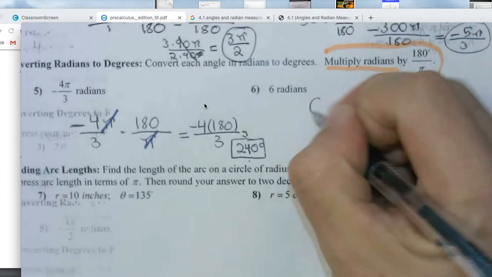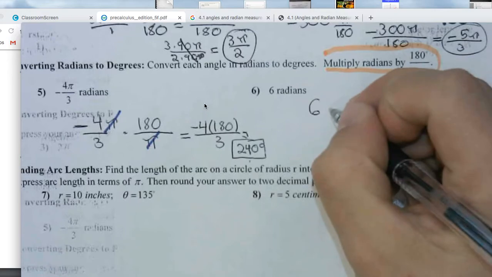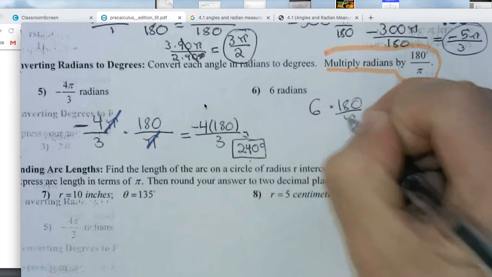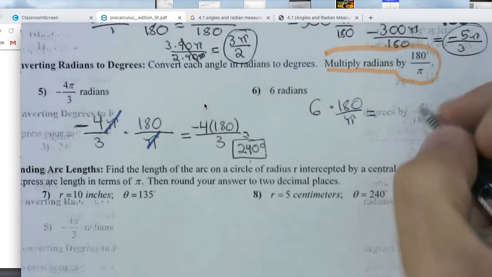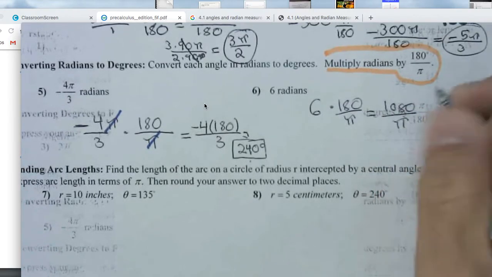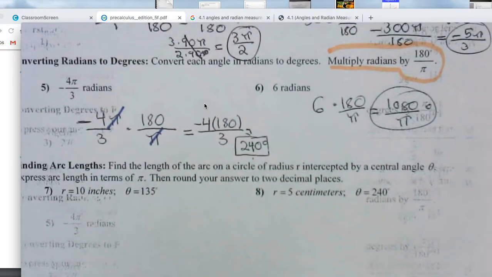Same way, if we have 6 radians, we can multiply this with 180 over pi. 6 times 180 is 1080. So 1080 over pi degrees. I don't know what that is off the top of my head. You could use a calculator for it though.